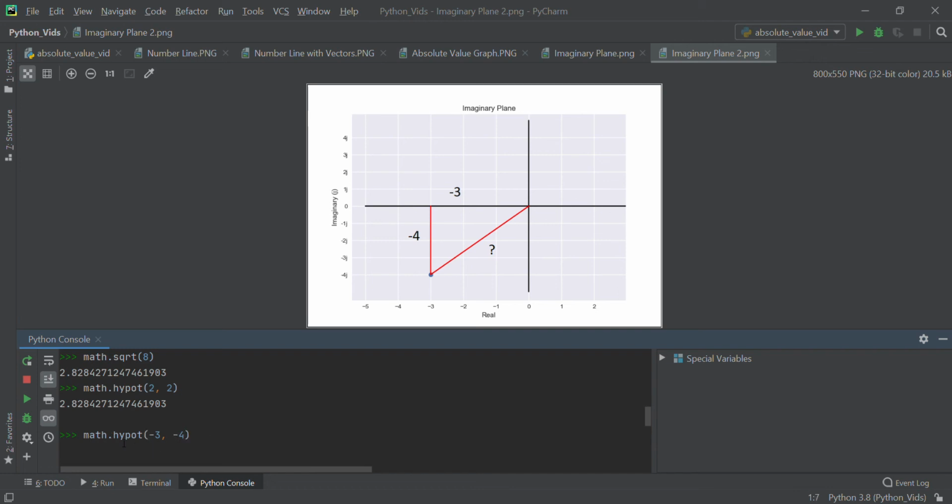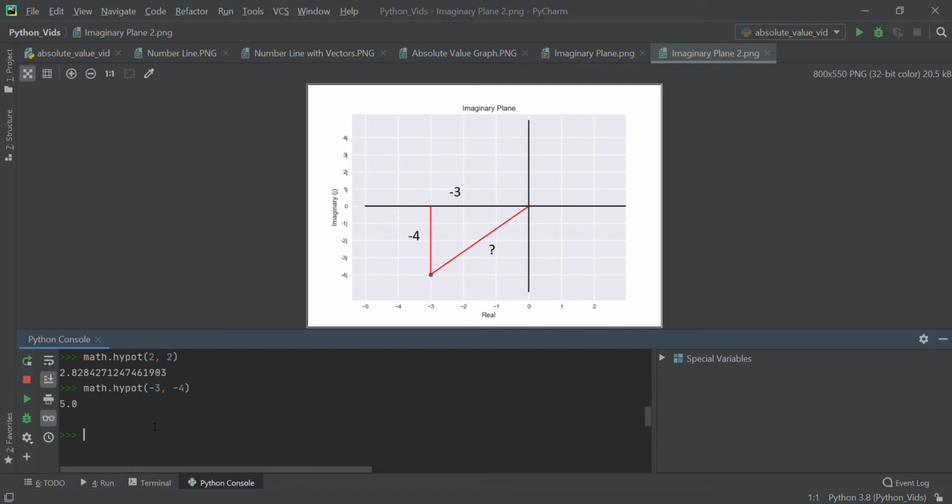This is, hey, I've got a right triangle with a side of -3 and a side of -4. We're asking our computer what's the hypotenuse of that right triangle, and as you'll see, it's 5. It's a 5.0. Okay, great.